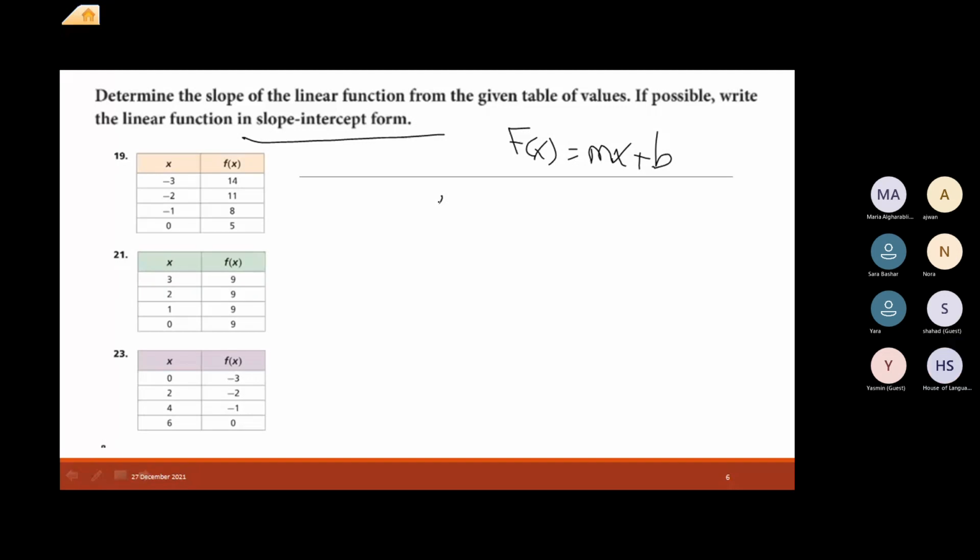So first step in number 19. To write the function, what do I need? The slope and the y-intercept. How do I find the slope if I have a table? Who can remind me? I told you we can find the slope in 3 ways: from functions, from a graph, and from the table.